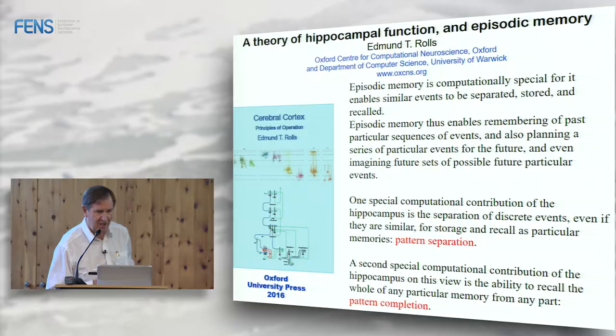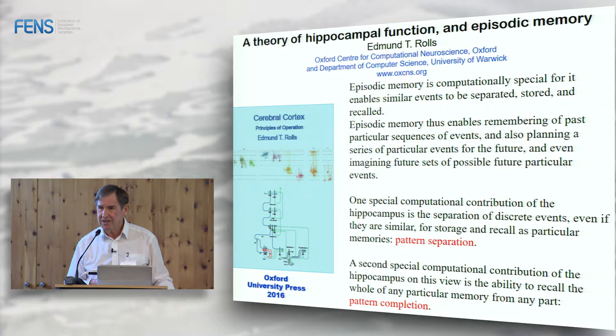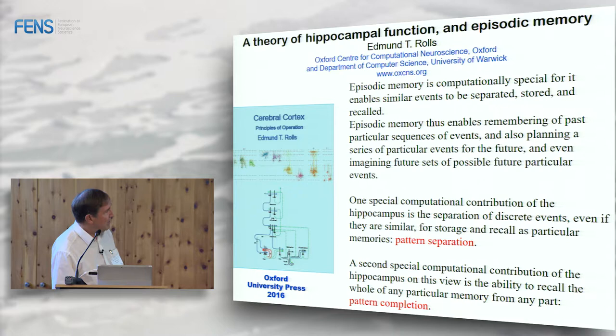So, I'm going to be talking about how we think the hippocampus works, particularly in primates, and I'm going to be emphasizing its probable function in episodic memory, at least in event memory, and storing and recalling individual events, and I'll be emphasizing things like pattern separation and pattern completion.